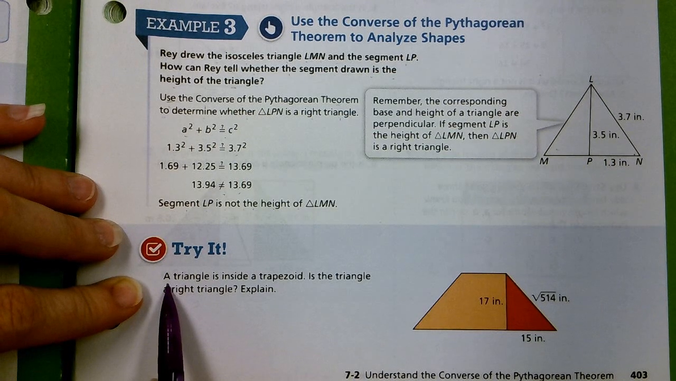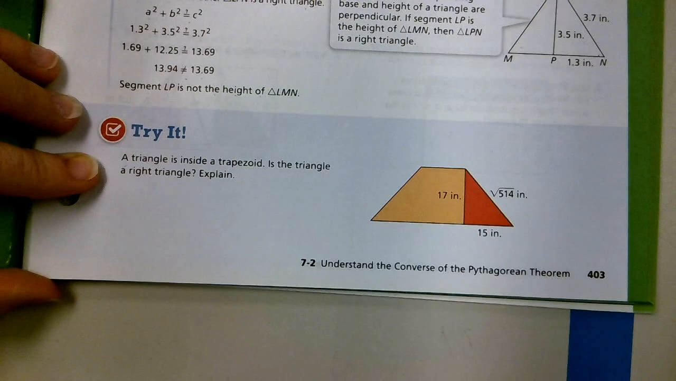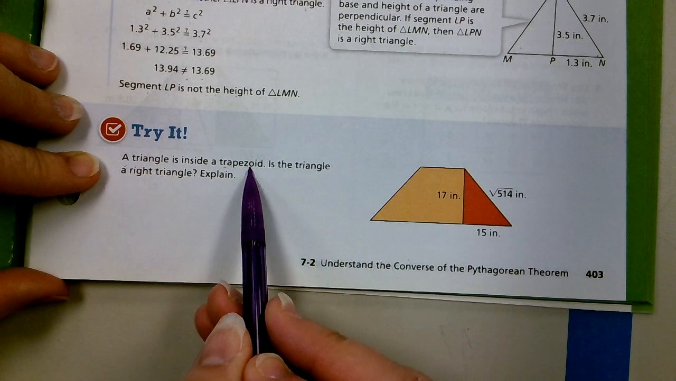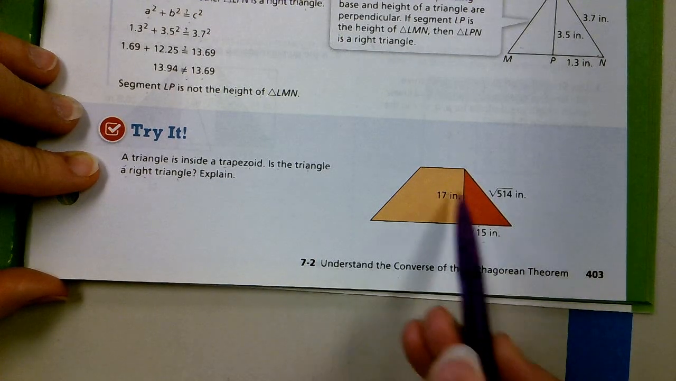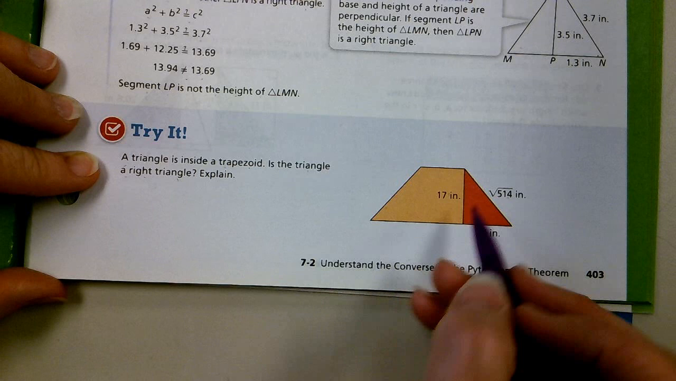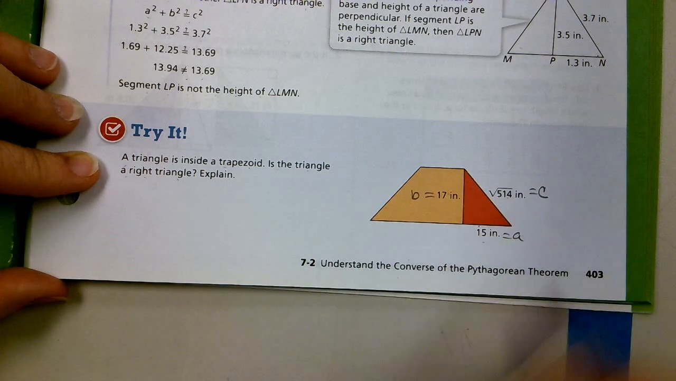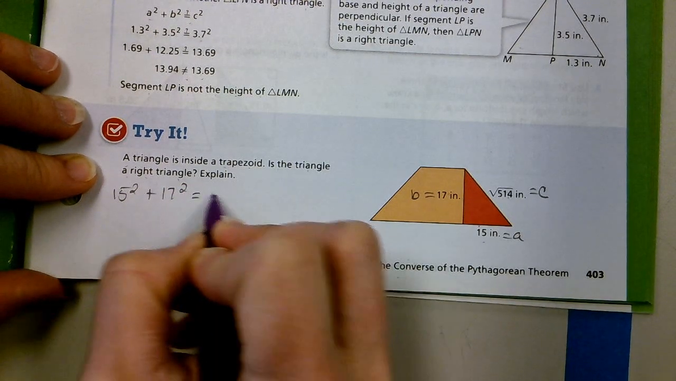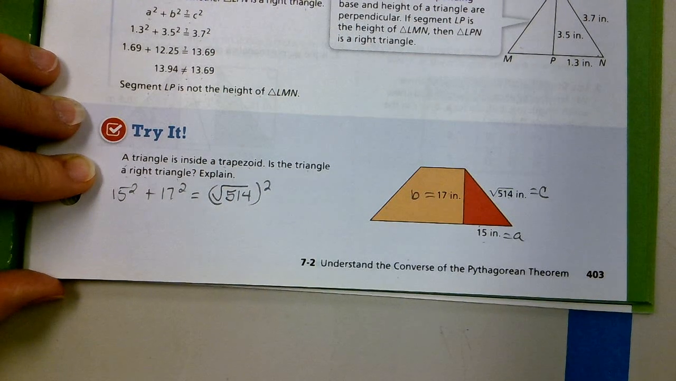All right, so now let's go ahead down to the try it. A triangle is inside a trapezoid. Is the triangle a right triangle? Explain. They gave you all your measurements, so now we have to say yes or no. This is going to be A. I always label. This is going to be B, and this is our C. So 15 squared plus 17 squared equals the square root of 514 squared.